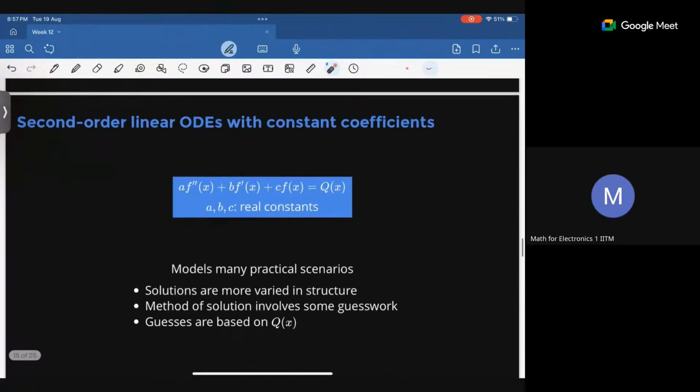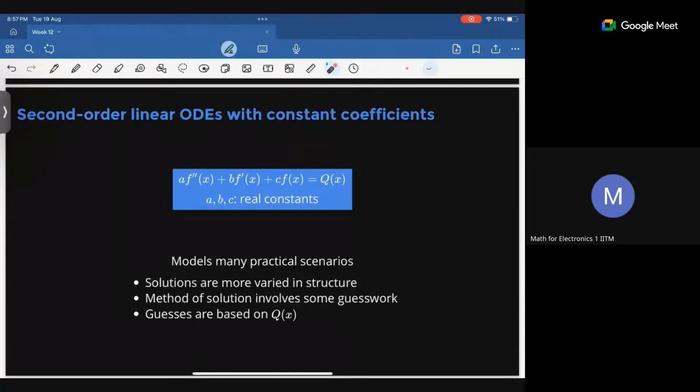Okay, and this is the general expression for second order linear ODEs with constant coefficients. So there will be three coefficients A, B, C. One for the second derivative, one for the first derivative, and one for f of x. And on the right hand side, you will have some function q of x. Okay, so A, B, C, q of x will be given to us, and we have to find f of x.